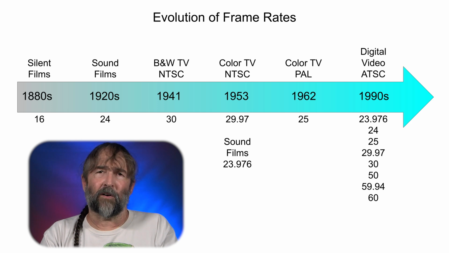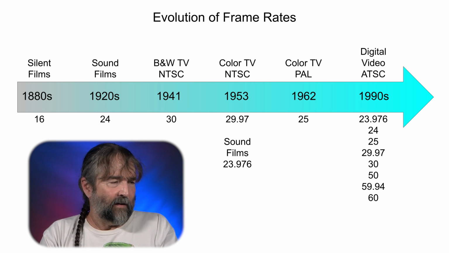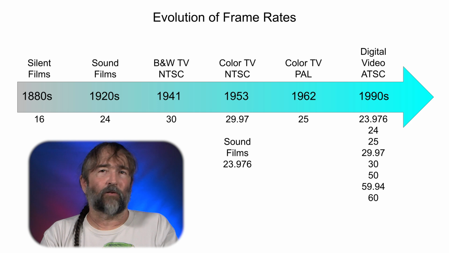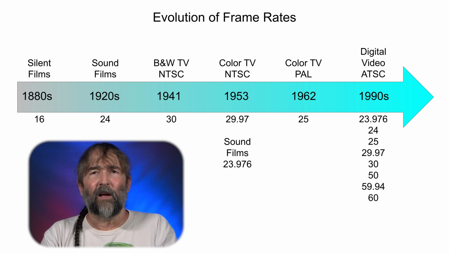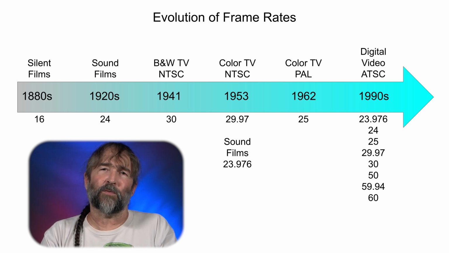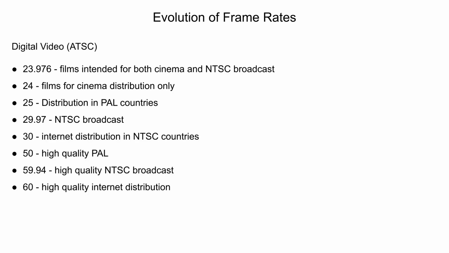And not all of these are compatible with each other. Things that are integer-based, like 24 and 30 and 60, you can kind of move back and forth between them without too much difficulty. Things that are fractional, like 23.976, 29.97, 59.94, you can kind of move back and forth between those without too much issue. But moving back and forth between fractional and integer rates is a pain. It doesn't work well. Here you can see what the different frame rates are used for today.